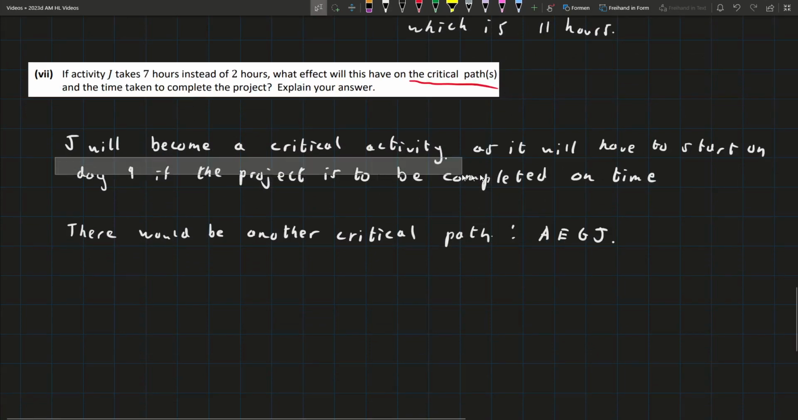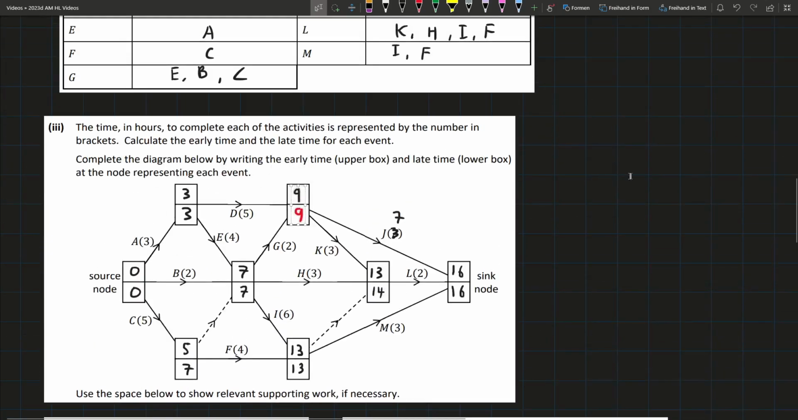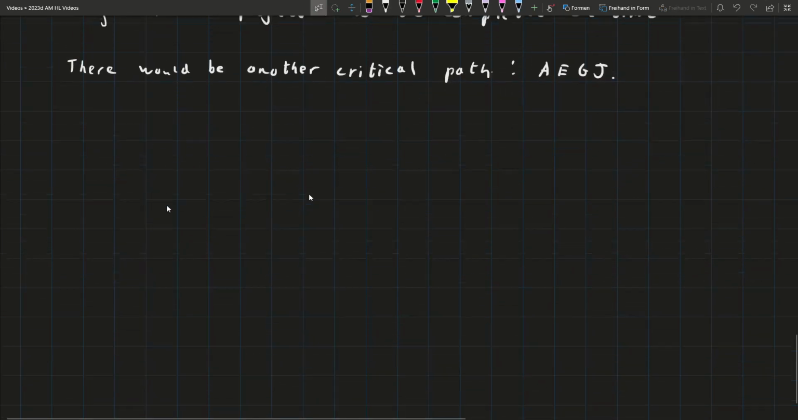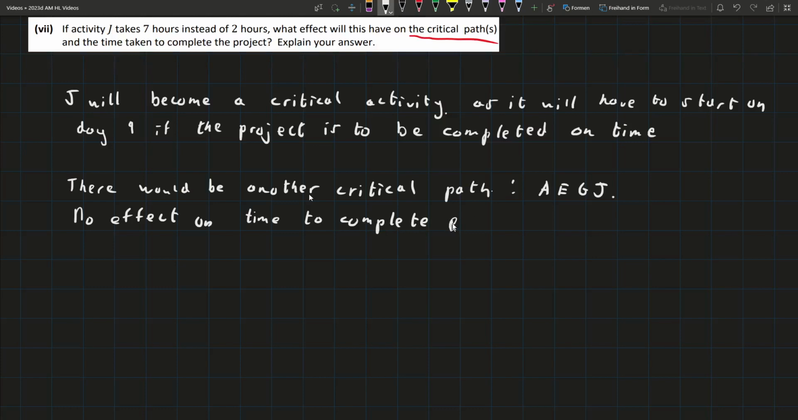Well, we said it can still be completed on time because we could just change the late time of this and it'll all be good. It'll all be still completed on time. So we can say there will be no effect on time to complete project. Obviously you'd probably want to write full sentences, but writing's kind of slow and I'm speaking as well. So yeah.